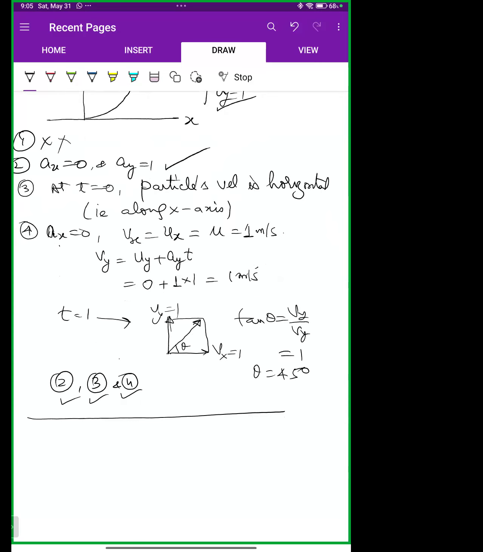Can you explain why Ax is equal to 0? Ax is 0 in this case, in this equation, Ax has to be 0. For the second one, you explained some parabola equation. What's that parabola equation?